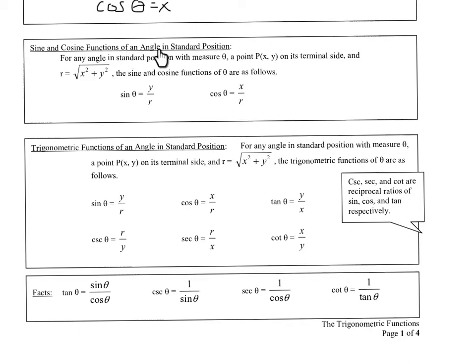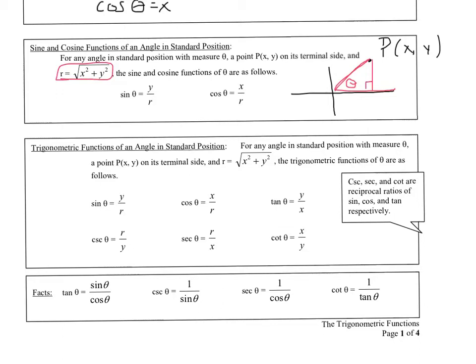Sine and cosine functions of an angle in standard position. Here's another definition of sine and cosine, and this does not have to be a unit circle. For any angle in standard position measuring theta, a point P(x, y) on its terminal side, let me draw that. So we got some point P here, coordinates are x, y, and we have an angle in standard position like so, this being theta. And r being the square root of x squared plus y squared, that sum, the sine and cosine functions are as follows.